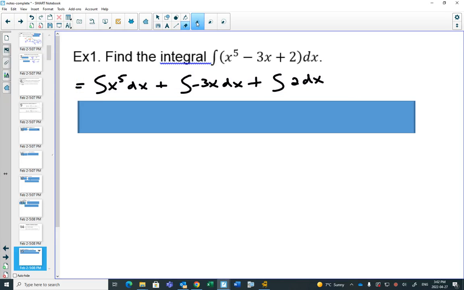I'm not happy with my integral signs. I want to make them skinnier. Here we go.